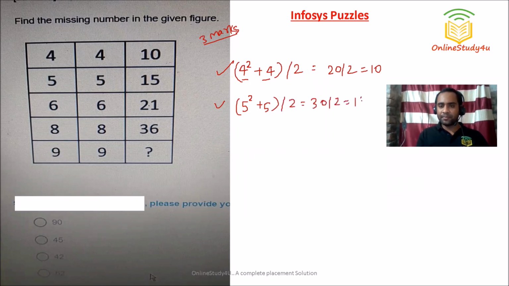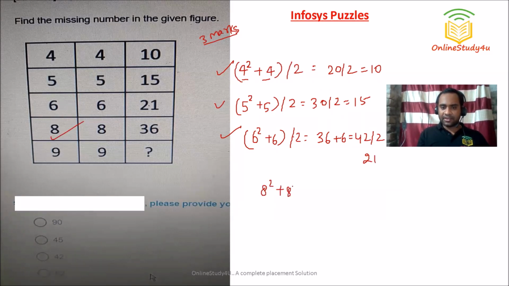30 by 2 will be 15. Then 6 square plus 6, so divide by 2. So 36 plus 6, right? 42 by 2 will be 21. Okay, this is done. Then 8 square plus 8 divided by 2. 64 plus 8, 72 by 2. That is nothing but 36.